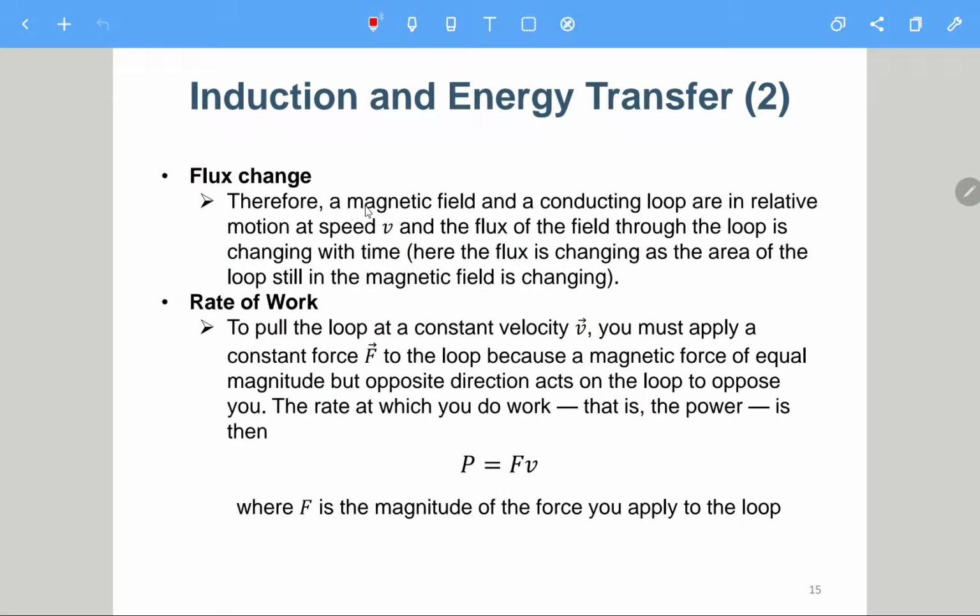So therefore, a magnetic field and a conducting loop are in relative motion at speed v. Then the flux is changing with time. To pull the loop at constant velocity v, you must apply a constant force to the loop, because a magnetic force of equal magnitude but opposite direction acts on the loop to oppose you. The rate at which you do work, the power, is then F times v.